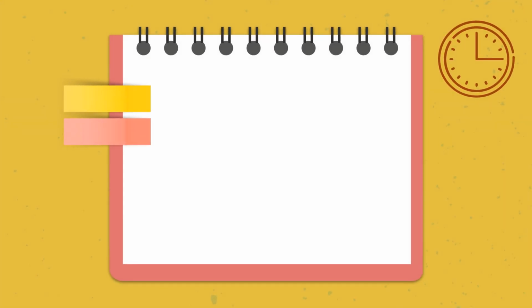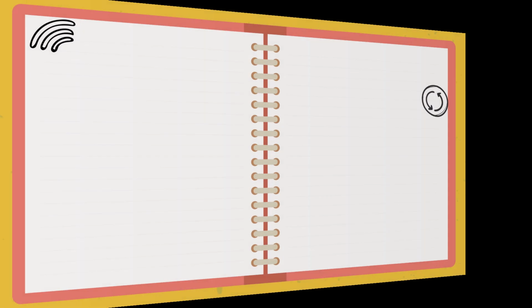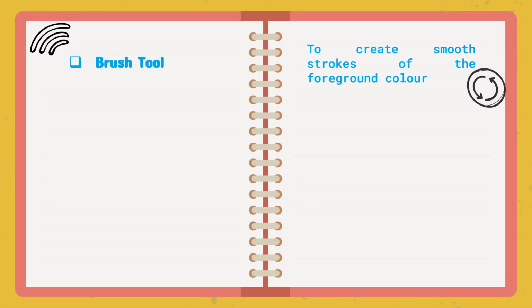Now let's learn what are the various uses of tools. Brush tool. The brush tool can be used to create the smooth strokes with the help of foreground color. Whatever the color we had selected in the foreground color box, that color will be used to draw the various strokes. We can use the various types of brush tips and the various brush sizes are available also.